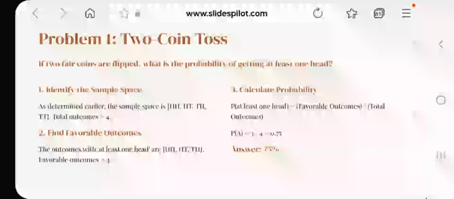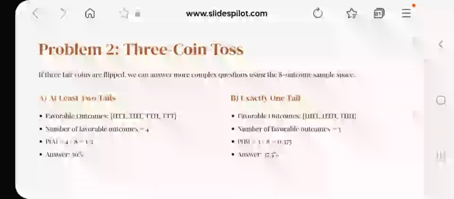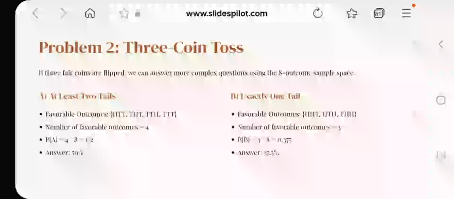Now let's move on to part B. By the way, if you want to try it, feel free to pause the video. If 3 coins are flipped, what is the probability of getting at least 2 tails? So let's begin by writing out the sample space. So let's write what we had before.